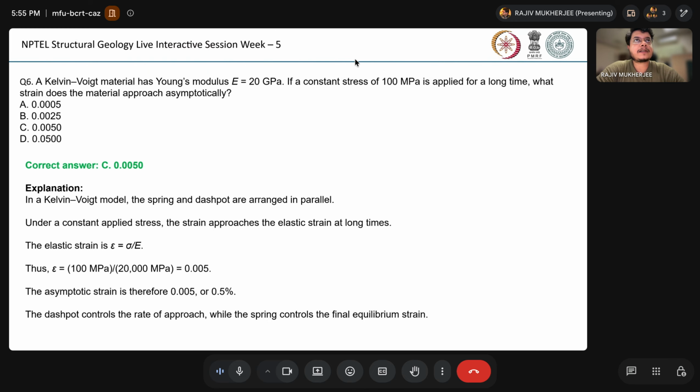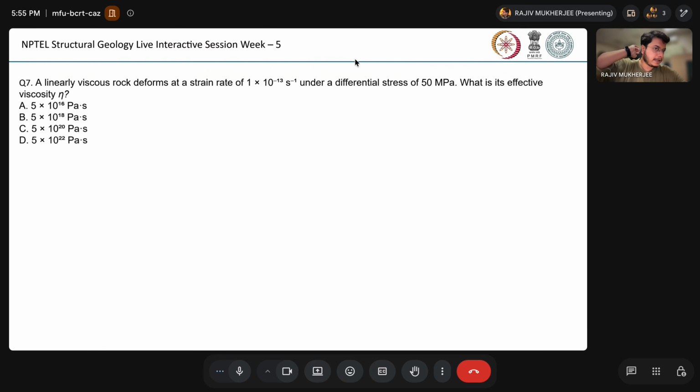Okay, so this was question number 6, and so let us move on to the next question, which is question number 7. And again we are discussing linear viscous material. So a linearly viscous rock deforms at a strain rate of 1 times 10 to the power minus 13 per second under a differential stress of 50 megapascal. So what is its effective viscosity, eta?